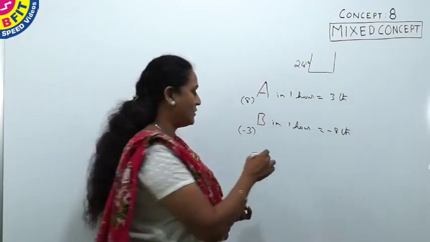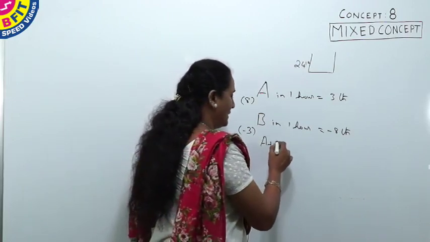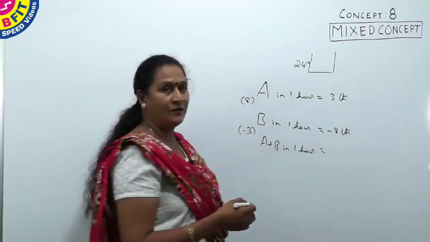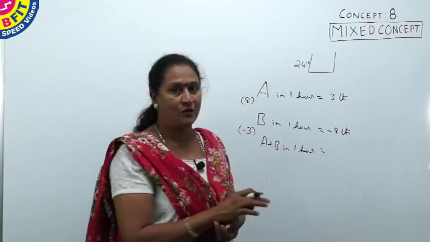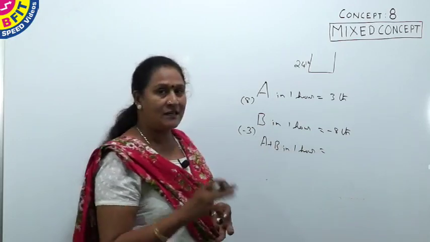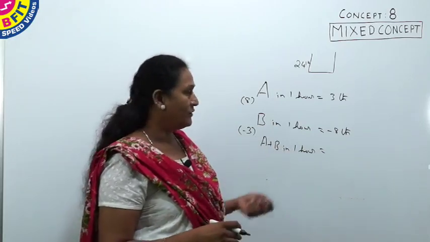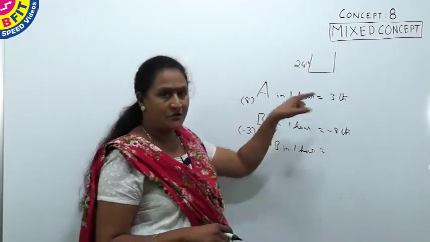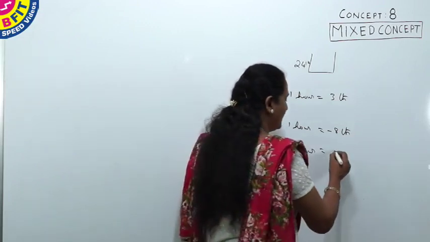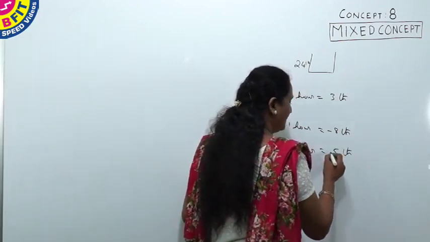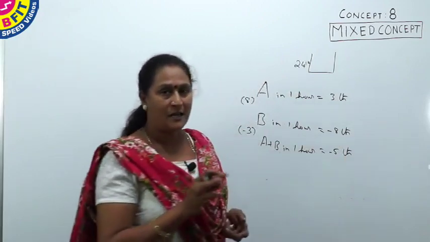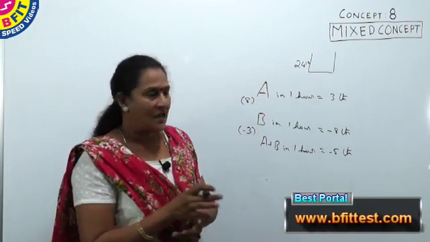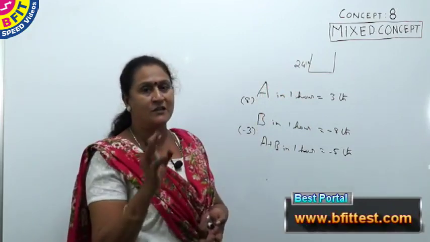So when both the taps are open, A and B together, in 1 hour how much water will be there? No filling effect, only emptying effect. So how many liters are emptied when both the taps are open? 5 liters. So B alone can empty 8 liters, but as A is also filling, both the taps empty 5 liters. So minus 5. So minus implies that only emptying effect is there. So after taking this LCM, whatever is asked, you can work out this question like a story.